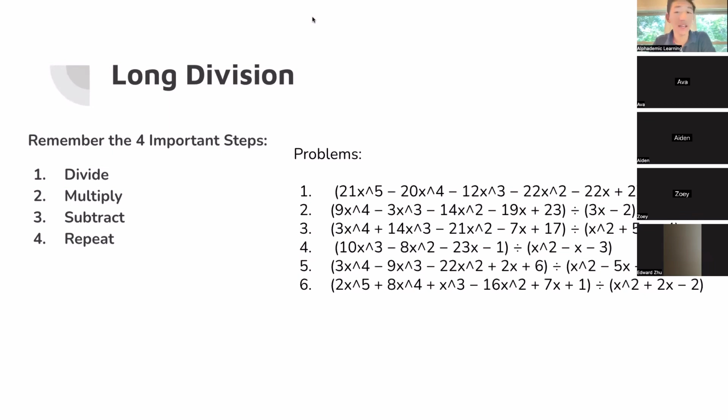I think right now it's really about getting that process memorized of what to do: dividing, multiplying, subtracting, repeating, and just getting that process down. I think that's the most important part. So we'll take 8 to 10 minutes. And then once you get the answer, just put them in the chat box and then I'll go over the answers.